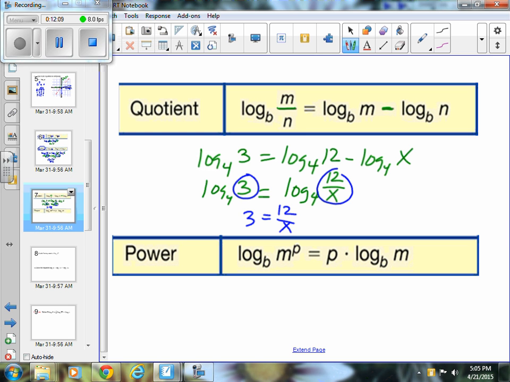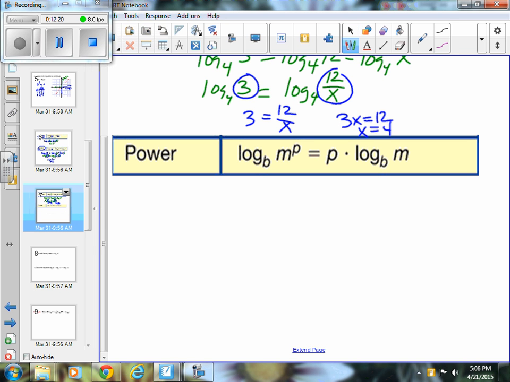What would x have to be? Cross multiply, divide, 3x equals 12, so x must be 4. So you can do a lot with solving with all of these. All right, last one, power property, and then we're going to practice these a little bit. The power property has to do with the power to a power rule. So if you had like x squared cubed, what do you do with the exponents?